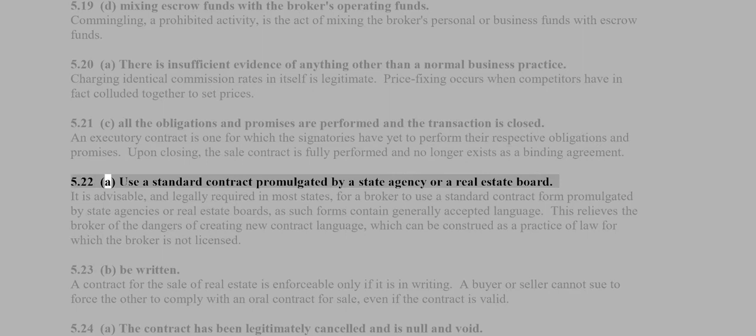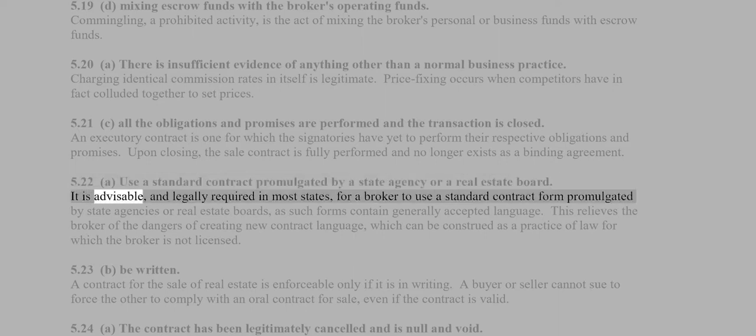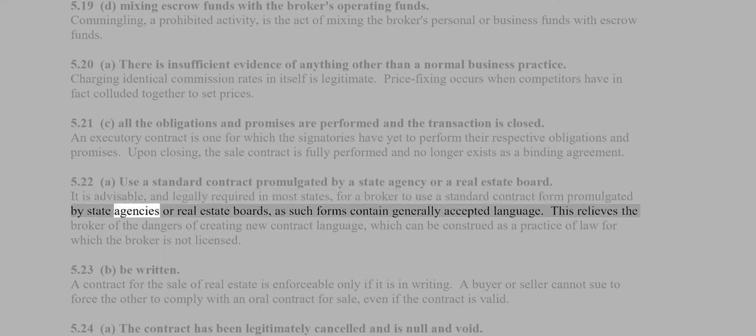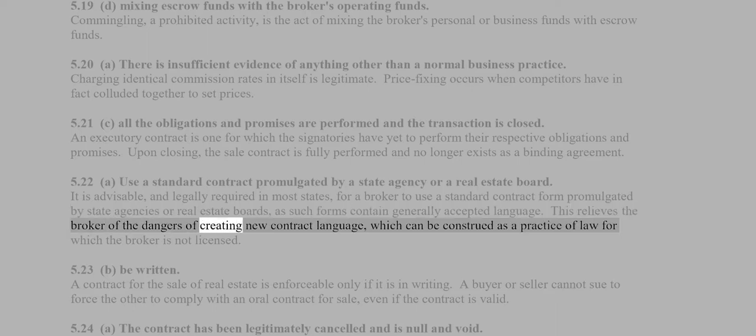5.22 A. Use a standard contract promulgated by a state agency or a real estate board. It is advisable, and legally required in most states, for a broker to use a standard contract form promulgated by state agencies or real estate boards, as such forms contain generally accepted language. This relieves the broker of the dangers of creating new contract language, which can be construed as a practice of law for which the broker is not licensed.